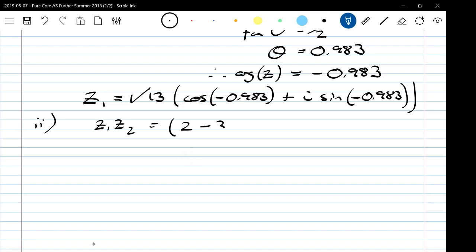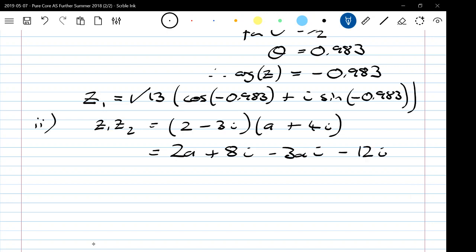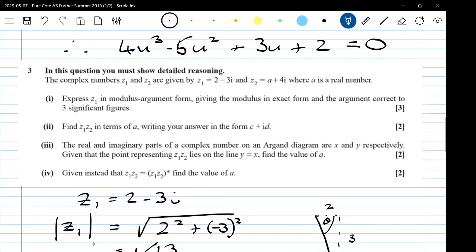which is 2 minus 3i, that was z1, times z2, a plus 4i. Now that's going to give us 2a plus 8i minus 3ai minus 12i squared. 2a plus 12, that's collecting the real parts together, and 8 minus 3a i. Let's put a bracket around that. There's the form c plus id.